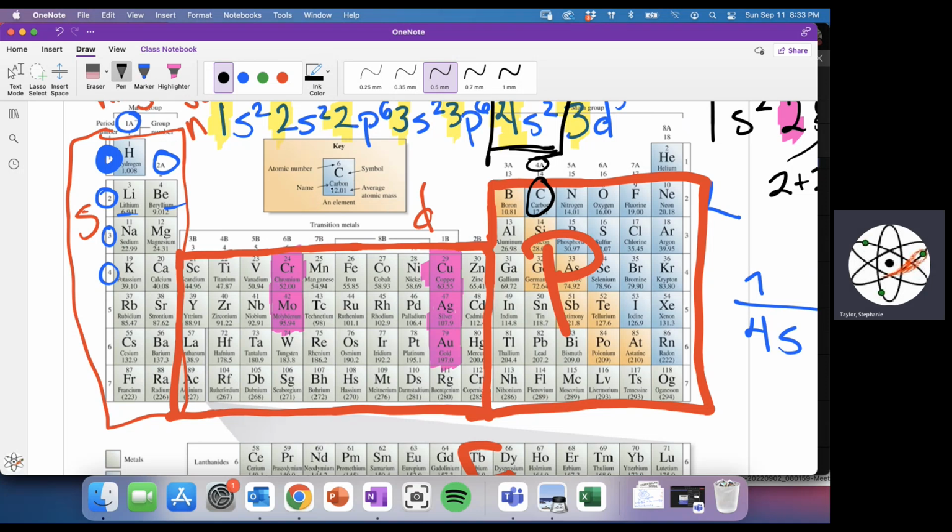So always a valid question to ask, hey, do we need to know this? I'm going to go ahead and say yes, because you should know why these 5 elements are highlighted on the periodic table. So I'm just going to go ahead and say yes, you need to know why chromium, molybdenum, copper, silver, and gold are exceptions and what they're exceptions for. Just going to go ahead and say yes.